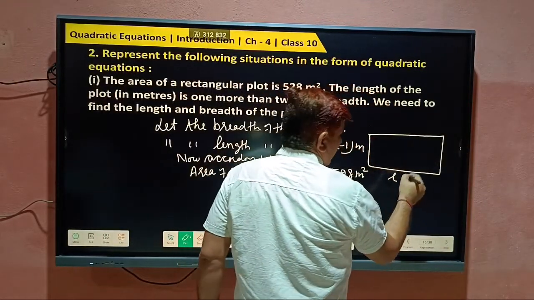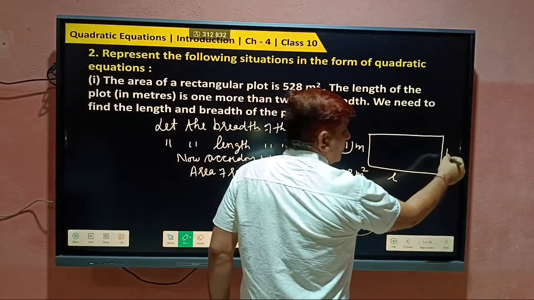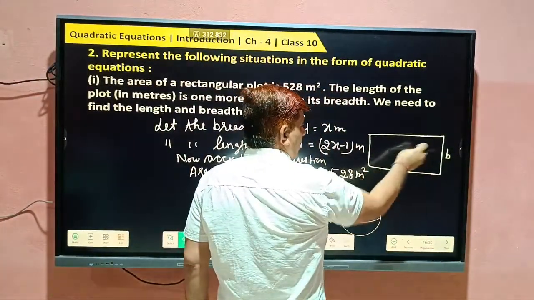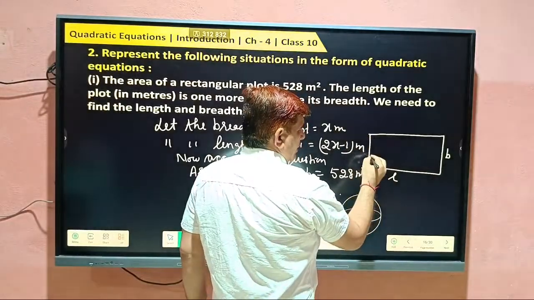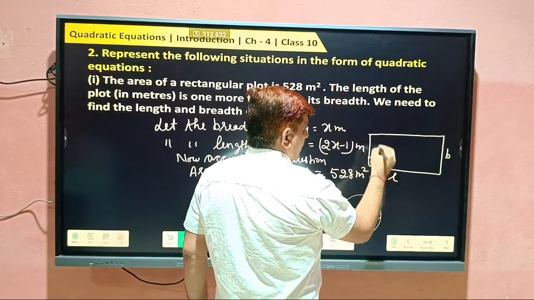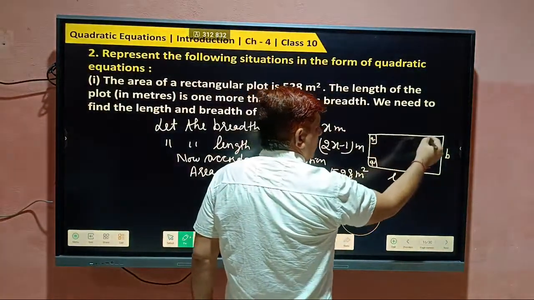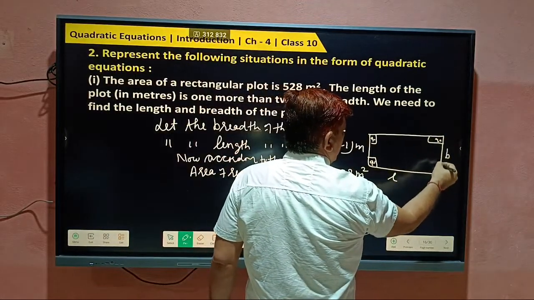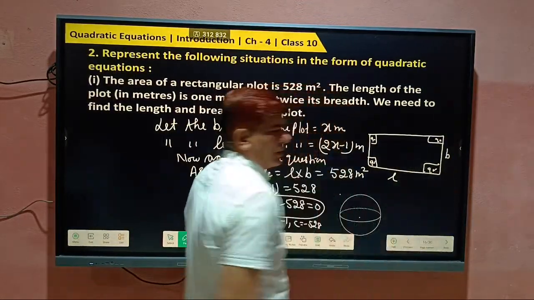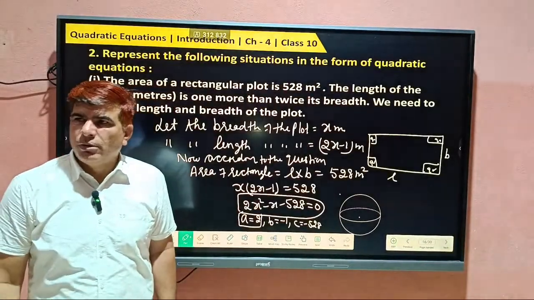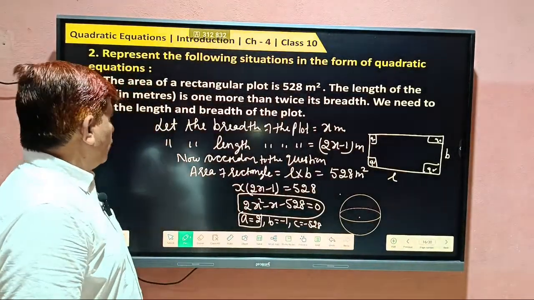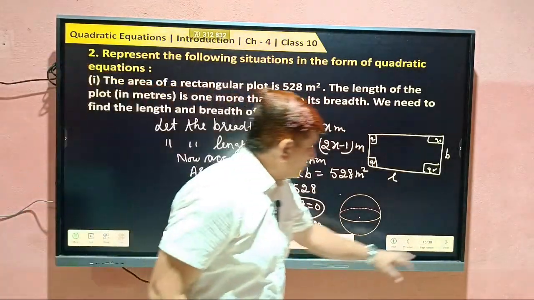This is saying length and this is saying breadth. And area means how much it contains completely. This angle is also 90 degree, this also 90 degree. You know about the property of a rectangle. This also 90 degree. Understood? Yes or no?